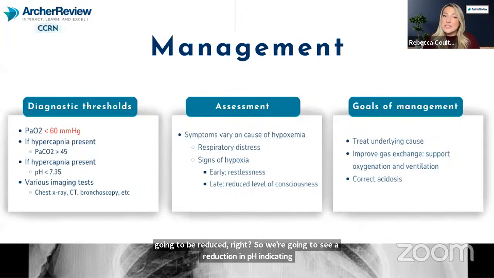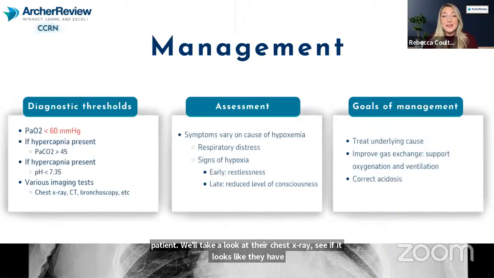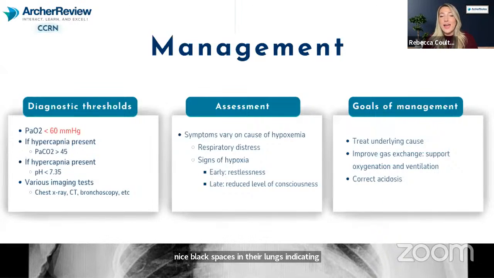Now, we can also do some imaging tests for our acute respiratory failure. That's one of the first things that we do when we start to suspect this for a patient. We'll take a look at their chest x-ray, see if it looks like they have nice black spaces in their lungs, indicating ventilation, or are their lungs whited out, indicating that those alveoli are not ventilated. They are not containing air. We might also get a CT scan. The provider could do a bronchoscopy to take a look at secretions or what's really going on inside the patient's lungs.